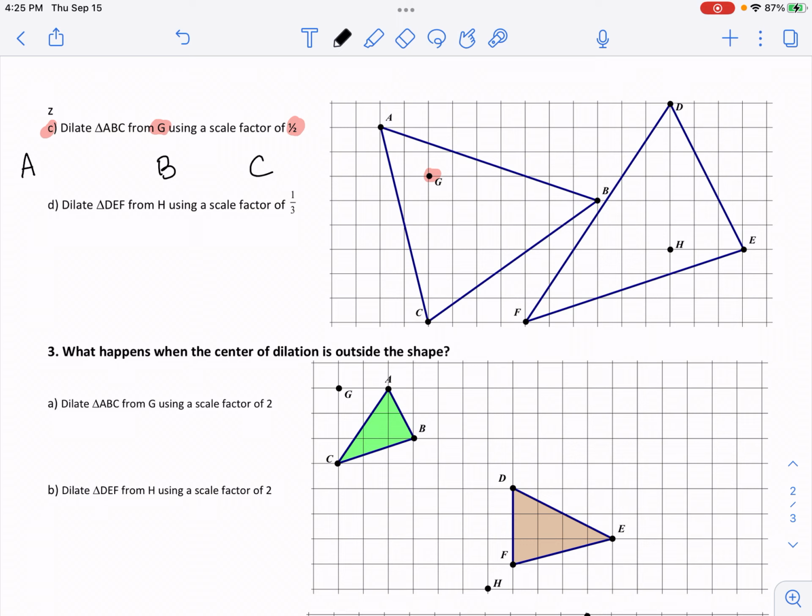So the path from G to A is 2 up and 2 left. We'll cut that in half. I'll write this above here. So that means A prime: 2 divided by 2 is 1, so it'll be 1 up and 1 left. So from G, 1 up, 1 left is right here. Right, and you can see G, A, and A prime are all collinear. They all form a straight line.